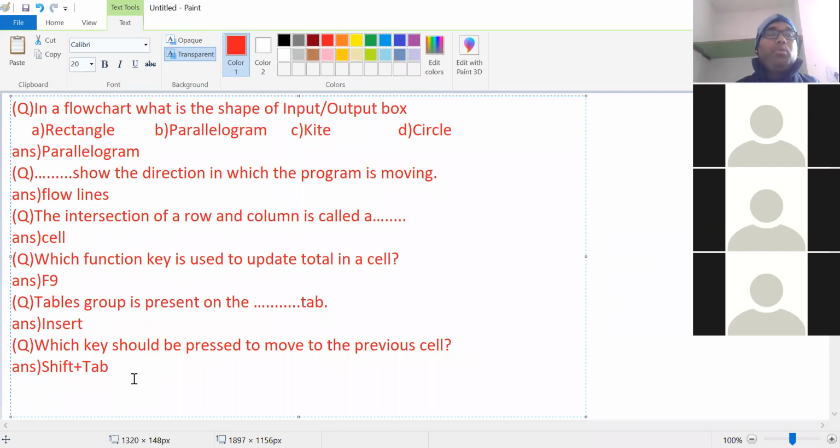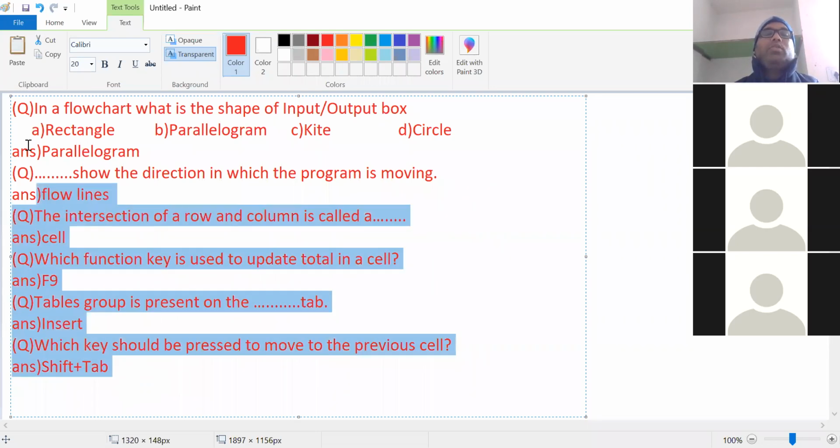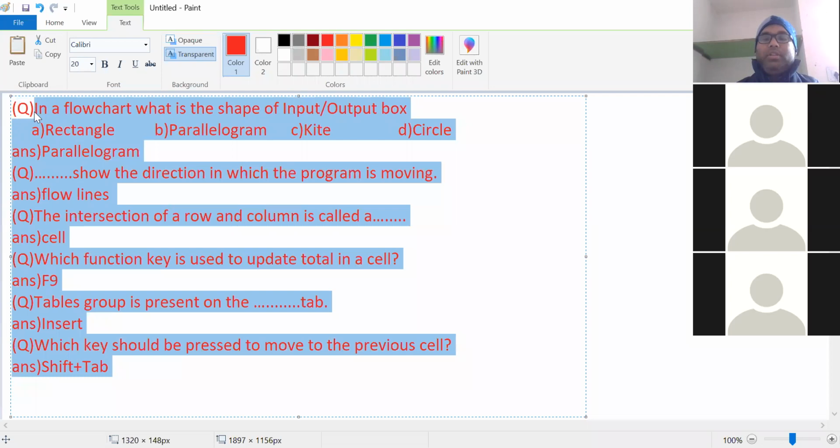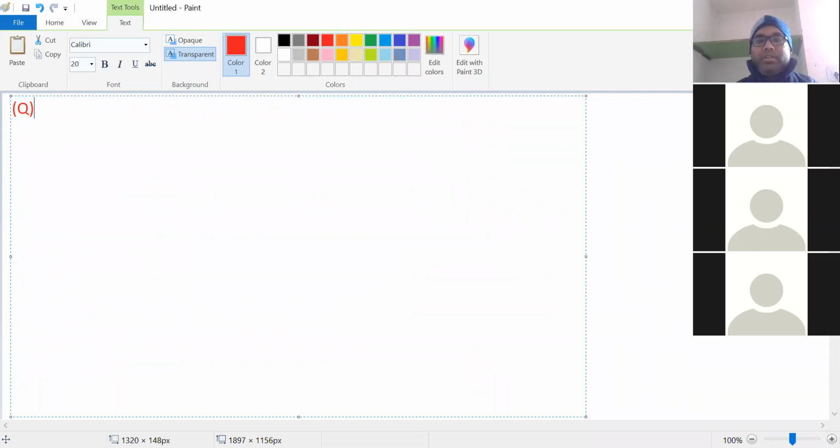Everyone is comfortable up to here or not? Yes. So now I am removing these questions. Next questions. MS Access is the DBMS software.